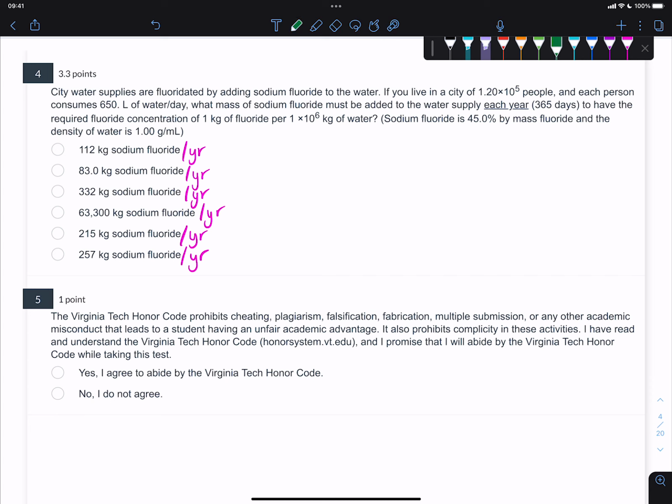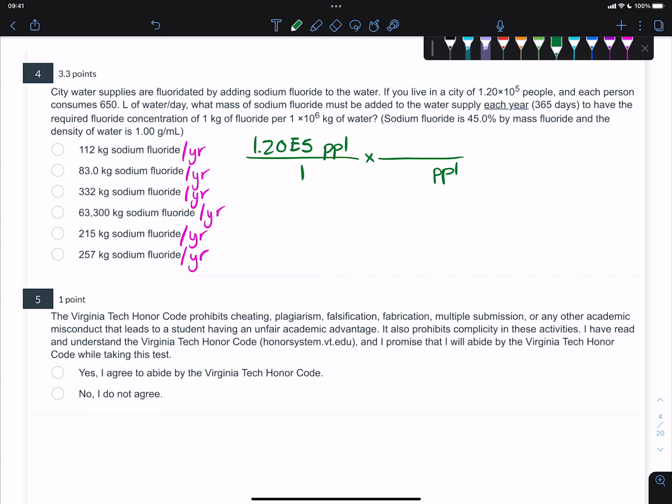To do this, I personally would start off with how many people there are. There are 1.20 times 10 to the 5 people. And that makes sense. I mean, it's just starting off with people. It's kind of like one of the first things that makes sense. There's a lot of people in this city. Not even a million, but there's enough. So I'm going to get rid of people.